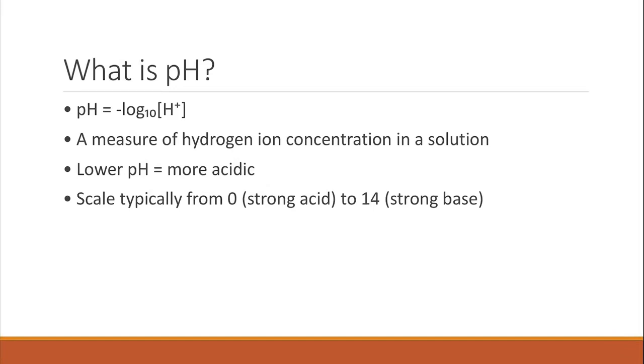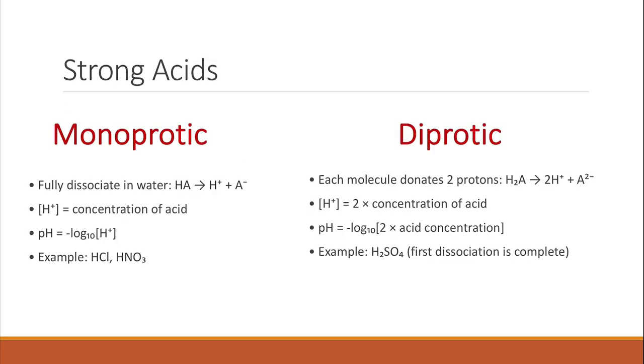Another common question in paper one is about the pH. The pH is a measure of the hydrogen ion concentration in a solution. To calculate the pH, it equals minus log 10 of the hydrogen ion concentration. To calculate the pH, we need to find the hydrogen ion concentration, and we will do that depending on the type of solution. First of all, the strong acids.